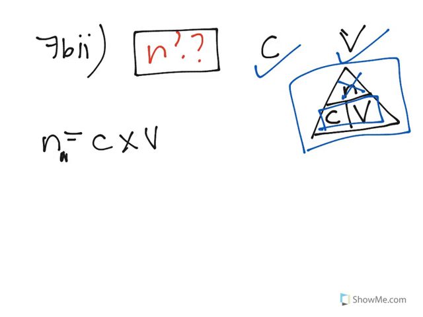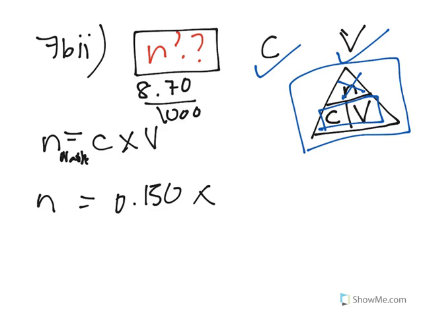So number of moles of NaOH equals concentration of NaOH times volume of NaOH. So in this case, it'll be number of moles equals concentration, which is 0.150, times the volume. Now the volume over here is in cm³, but we need to convert it into dm³ because the concentration is in moles per dm³, not in moles per cm³. So we have to convert cm³ to dm³. And the way you do that is you divide cm³ by 1,000. And then this is the amount in dm³.